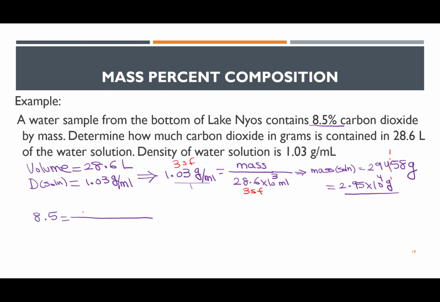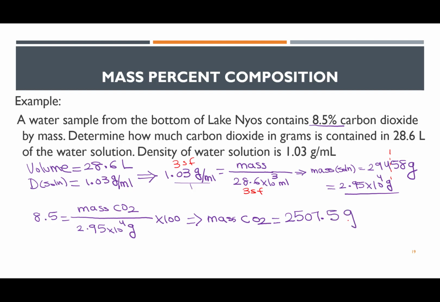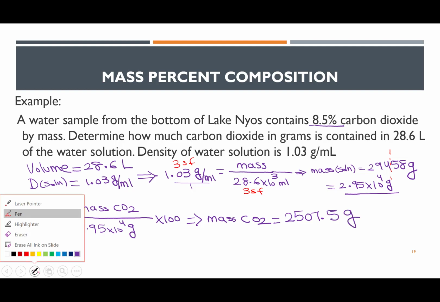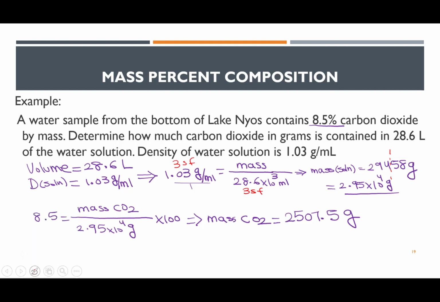8.5 is equal to mass of carbon dioxide over the mass of solution, which we calculated, 2.95 times 10 to the power of 4 grams, times 100. Okay, then if you do the calculation, the mass of carbon dioxide will be equal to 2507.5 grams. Once you know the mass of carbon dioxide, now we have to take care of the sig fig.